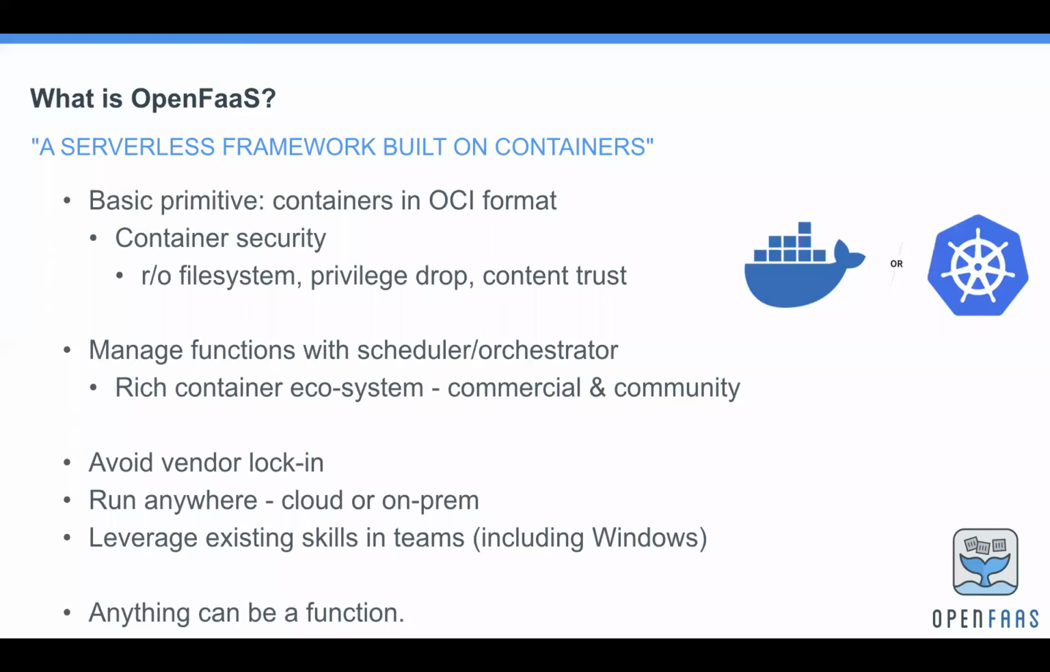So OpenFaaS is built on containers, so that's our basic primitive. The containers are just in the OCI format. Containers allow us to do things like push the security higher than what we can do on, for instance, a Lambda function by using a read-only file system, maybe dropping privileges and checking content trust. The functions are managed by the orchestration platform, not by FaaS. So FaaS is leaning on the underlying learnings of those systems. So we have this rich container ecosystem, and we can use it.